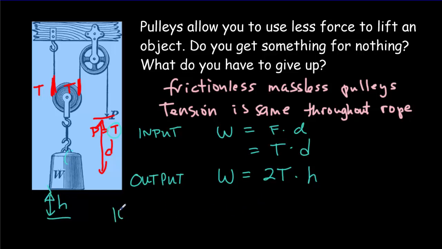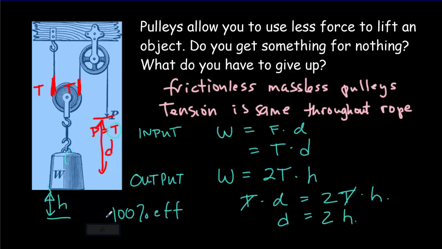Now if we've got 100% efficiency, then the input work and the output work should be the same. In other words, T times D must equal 2T times h. We can cancel out the T's and we get that D is equal to 2 times h. In other words, sure, we get to use a smaller force, T compared to 2T, but we've got to pull through twice the distance as we lift the object. So we get to use half as much force, but we got to pull through twice the distance.